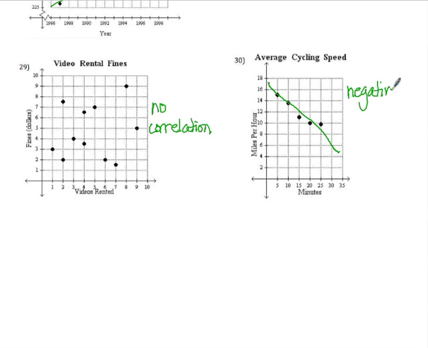And again, you have to be able to explain what it means. So as the minutes go up, it says the average cycling speed. So as the minutes go by, like the longer I've been biking or cycling, the miles per hour goes down, which would make sense because you'd become fatigued and you couldn't go as fast as you did in the beginning. So it just means that you're slowing down the more minutes you cycle.